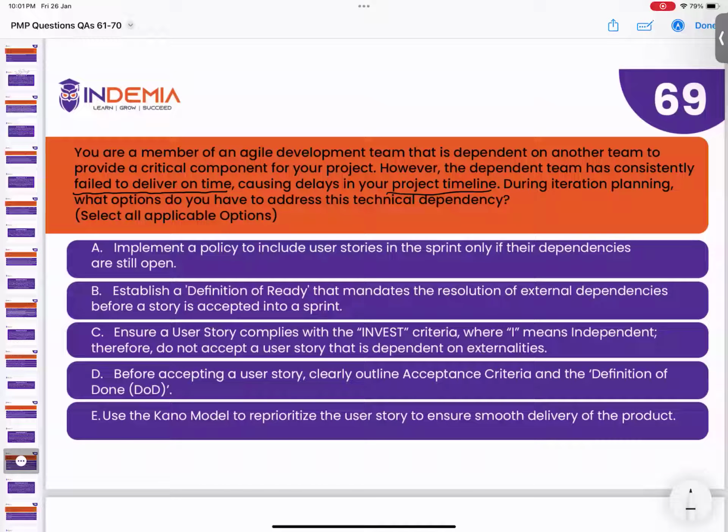This is called acceptance criteria. That is post implementation. The problem here is pre-implementation, like if you want that user story or not. So the correct answers are B and C.